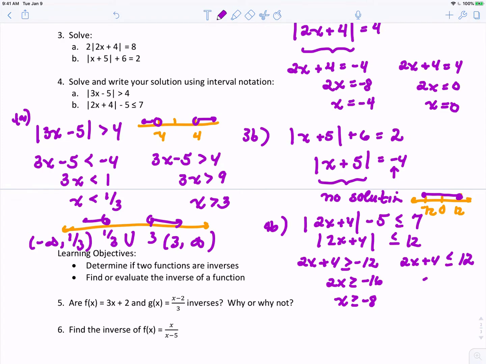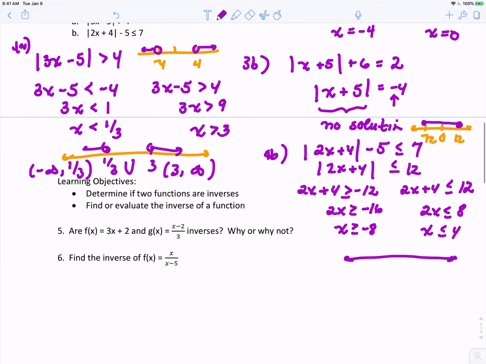And the same on this one. We'll subtract 4 and we'll divide by 2. If we were to graph that solution set, it would go from negative 8 to 4 and would look like this. And in interval notation, we would write it like this.